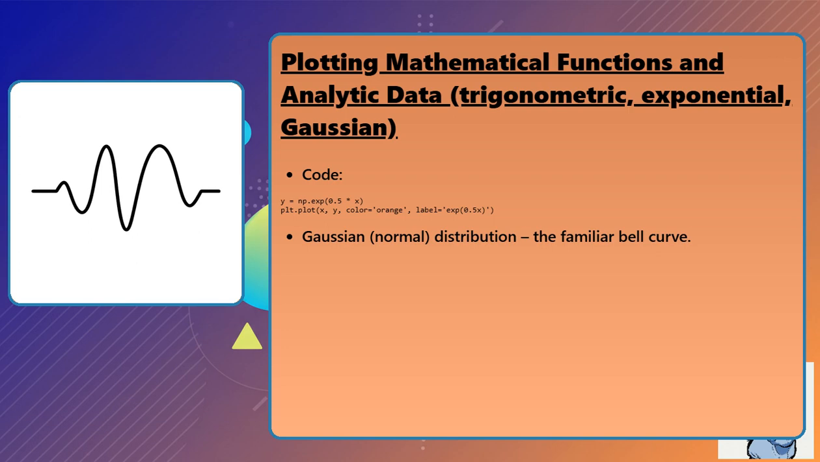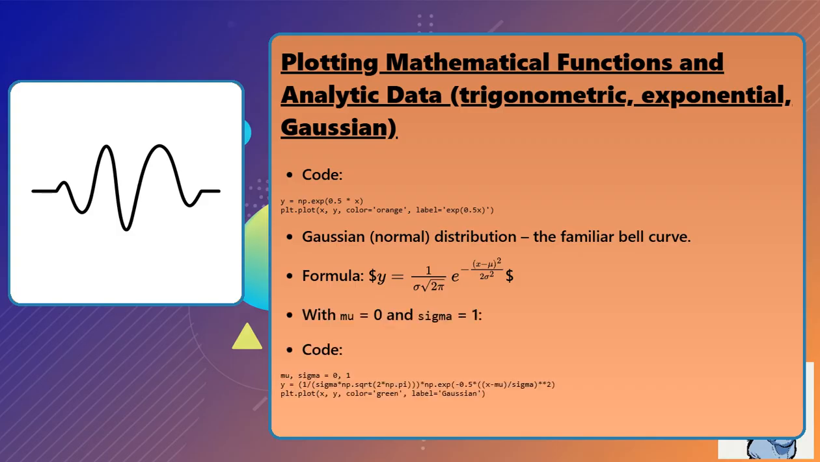Gaussian normal distribution, the familiar bell curve: y = 1 / (sigma * sqrt(2 pi)) * e^(-(x - mu)^2 / (2 sigma^2)). Mu equals 0 and sigma equals 1. mu, sigma = 0, 1, y = 1 / (sigma * sqrt(2 pi)) * exp(-0.5 * ((x - mu) / sigma)^2), plot(x, y, color='green', label='Gaussian').